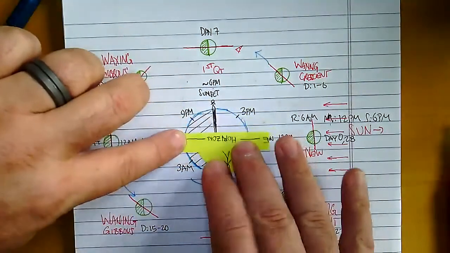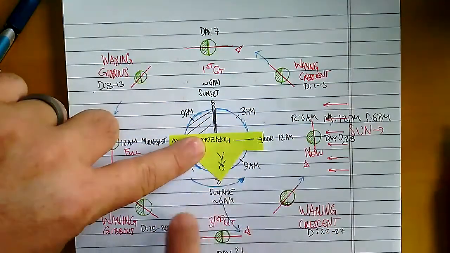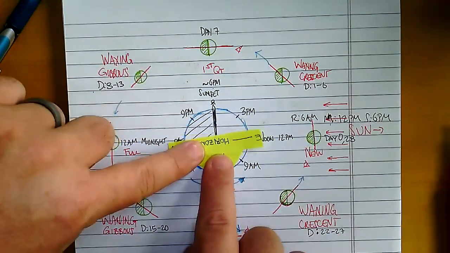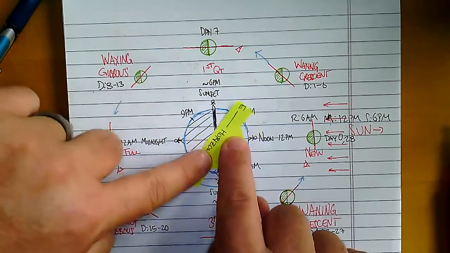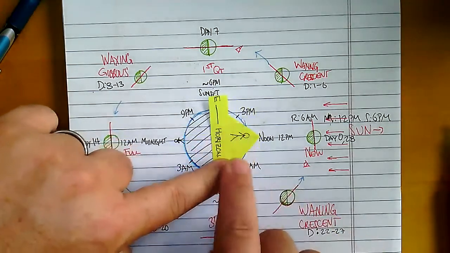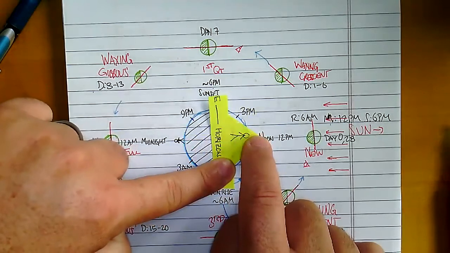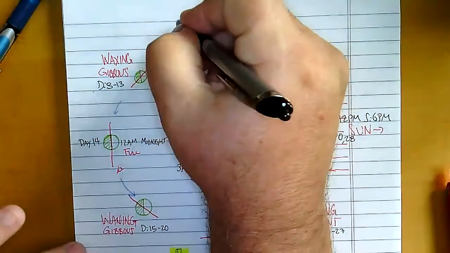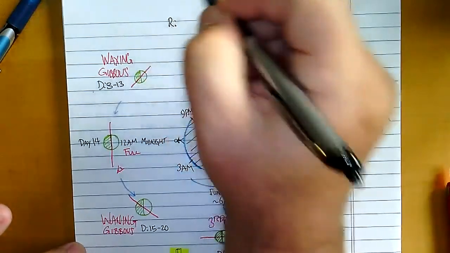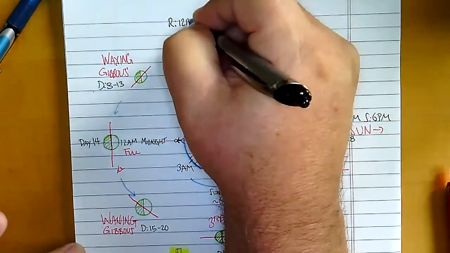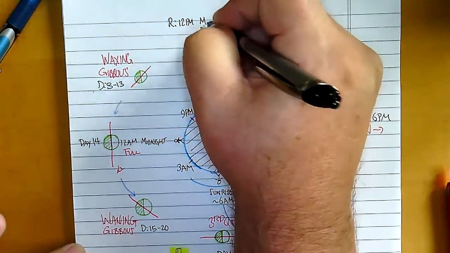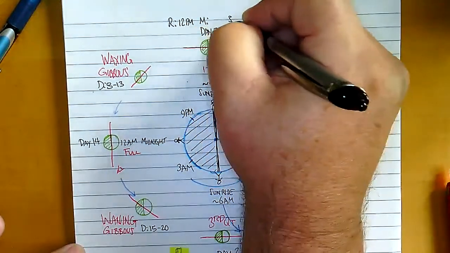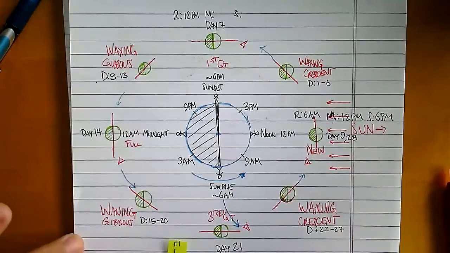If I started over here on this side of the Earth and rode until my eastern horizon hit the moon, you'd see, oh, that's noon. So the first quarter moon rises at noon. Okay, so I'm going to write, rises at noon. I still got to find my meridian crossing, and I still got to find my setting time for those phases.